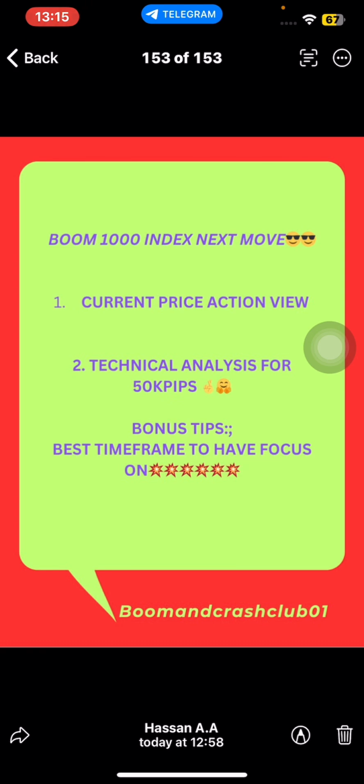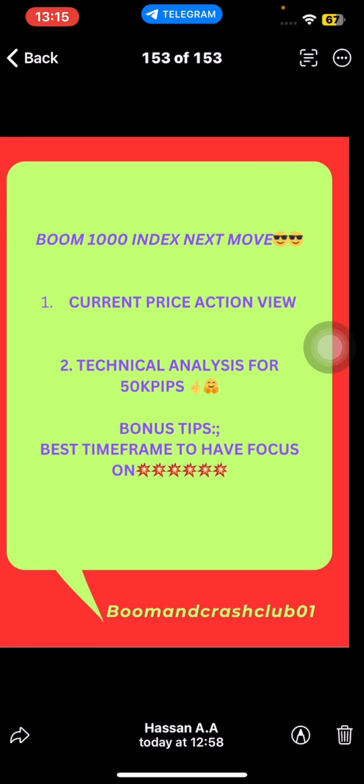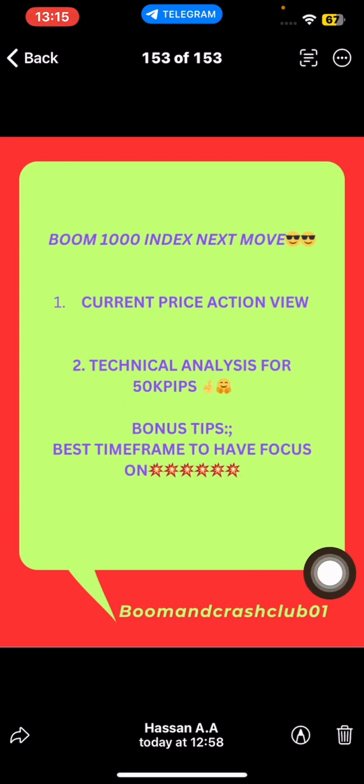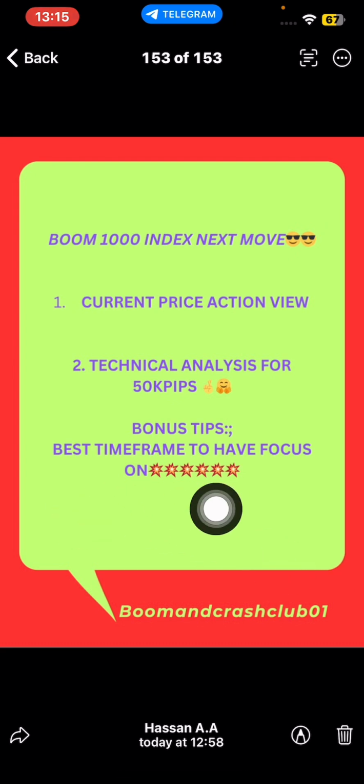So in today's session, we're going to talk about the current price action view of Boom 1000 Index. Then we're going to talk about technical analysis for 50k pips. What are the major confluences that we need to analyze together, so that we can have at least 1000 pips, 50,000 pips intact, catching spikes, trading the Boom 1000 Index. Also, as a bonus tip, I'm going to give you the best time frame to focus on while catching spikes, trading the Boom 1000 Index. And let's dive in now.